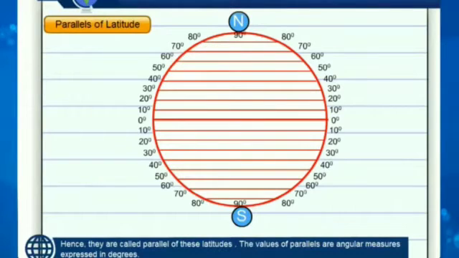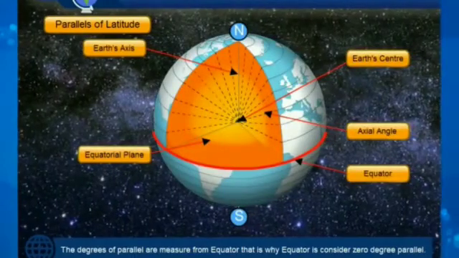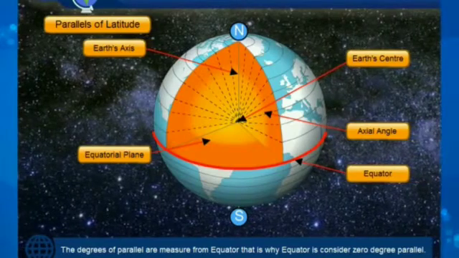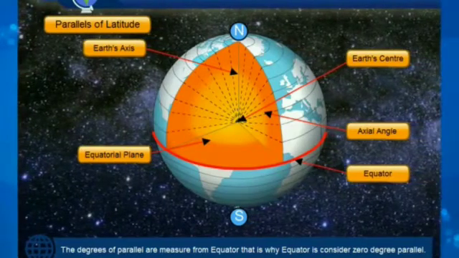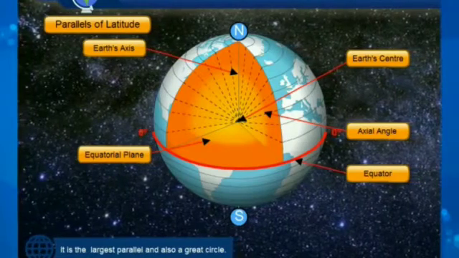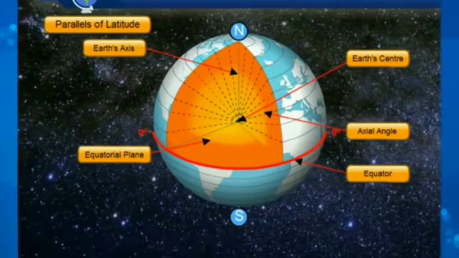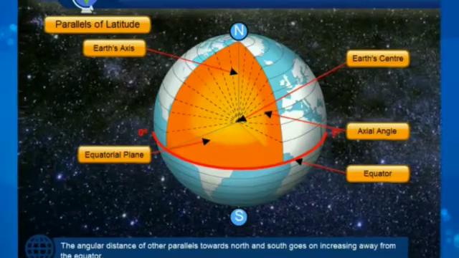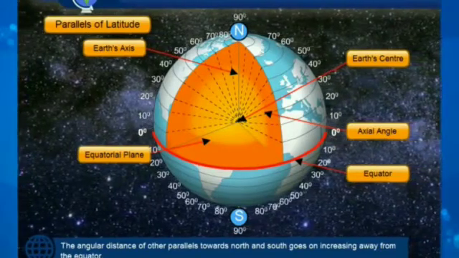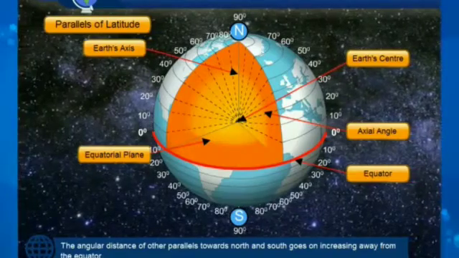The values of parallels are angular measures expressed in degrees. The degrees of the parallels are measured from the equator. That is why the equator is considered as the 0-degree parallel. It is the largest parallel and also a great circle. The angular distance of other parallels towards north and south goes on increasing away from the equator.